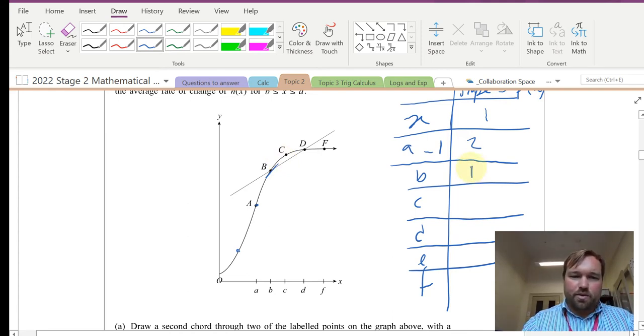Now, what's interesting to note is this here is an inflection point. Inflection points occur at either the max or a min of a first derivative. Note, when it goes from 1 to 2 to 1 and it's going to keep going down, this will be a max.